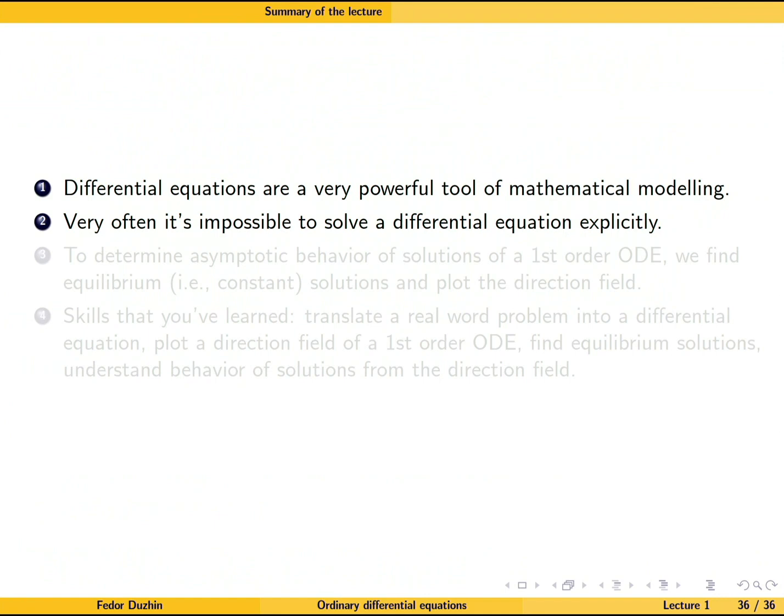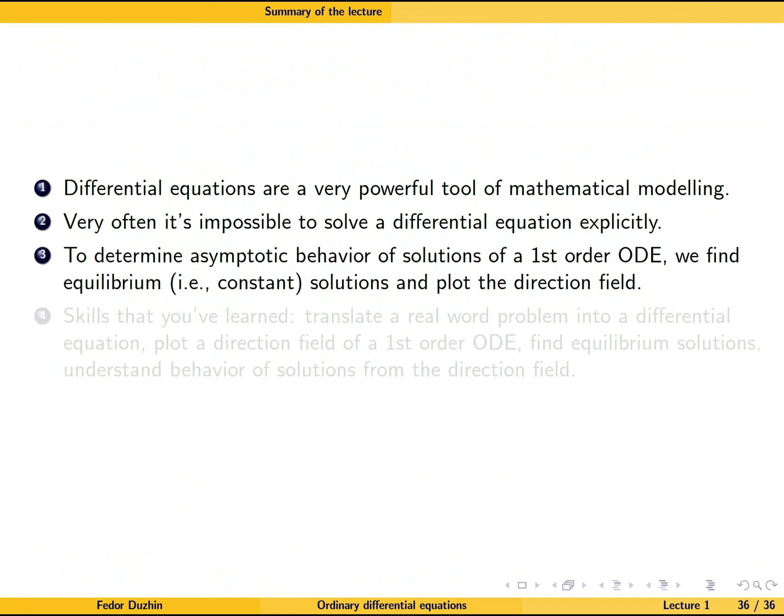And even when one differential equation can be solved explicitly, usually a system, especially a non-linear system, has no chance of being solved explicitly. But even if we cannot solve it explicitly, to determine the asymptotic behavior of solutions, meaning when t approaches infinity, we can find equilibrium solutions, and then we can plot the direction field and look at how solutions approach, whether they approach equilibrium solutions or not.